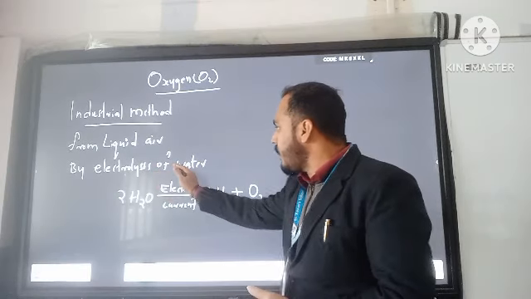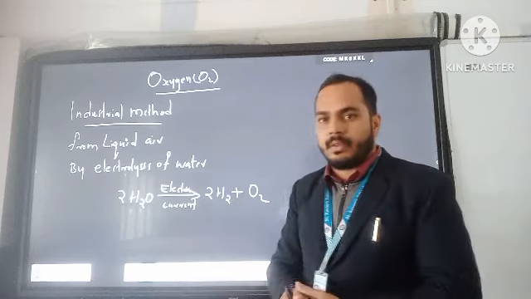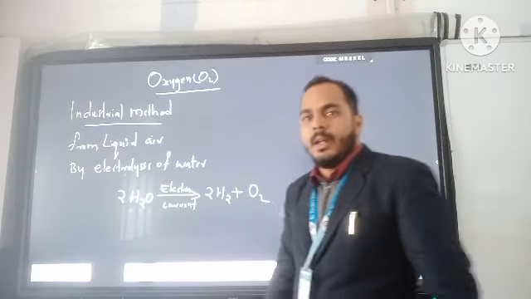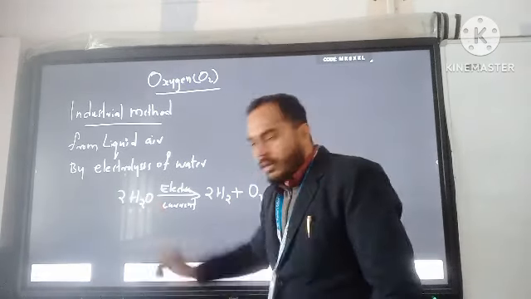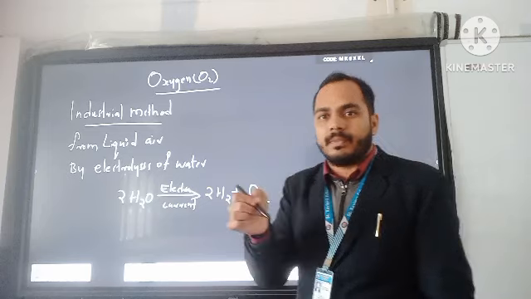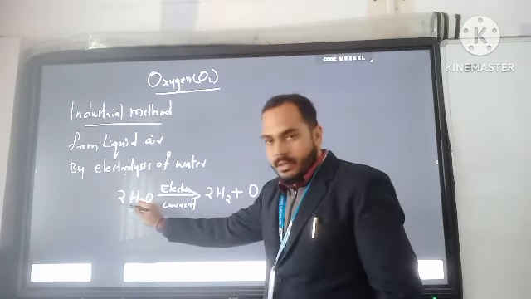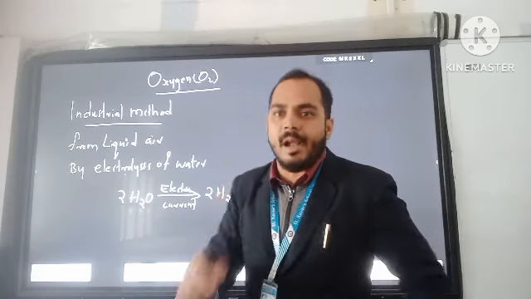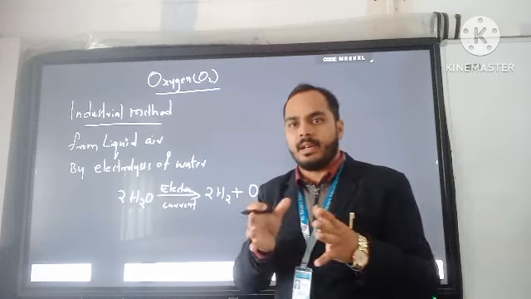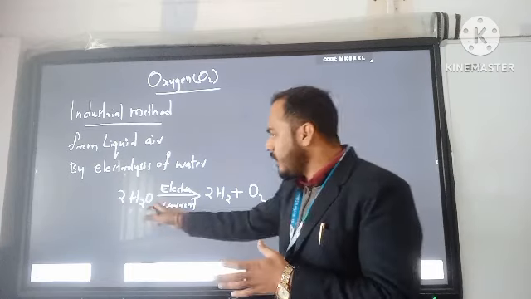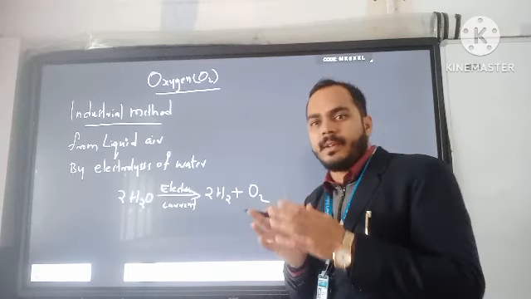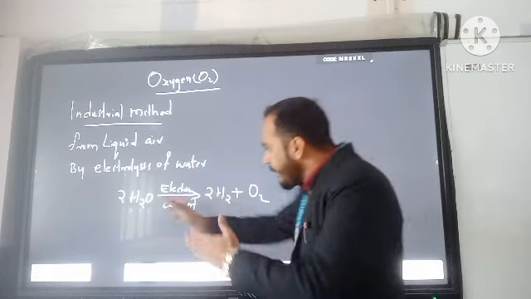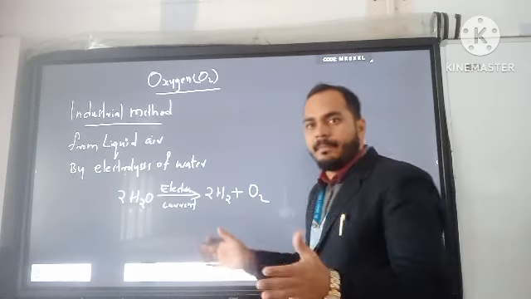By the electrolysis of water means that we collect the water and first acidify the water. Then we pass electricity into the water. With the help of that electricity, what happens? The water will split into its ions.